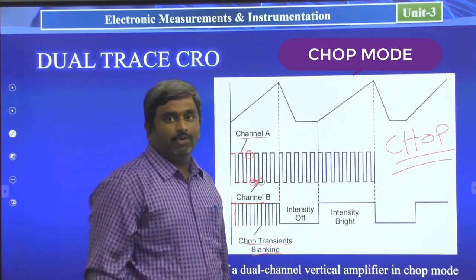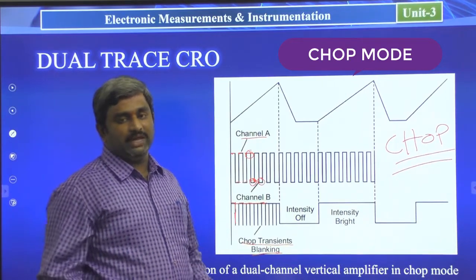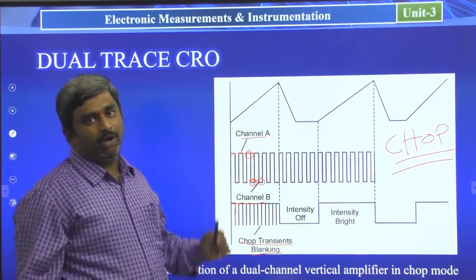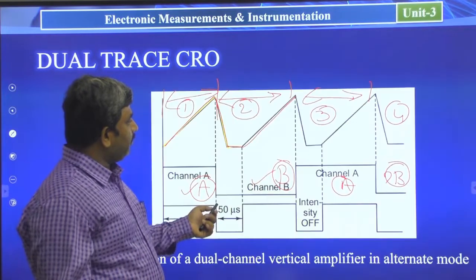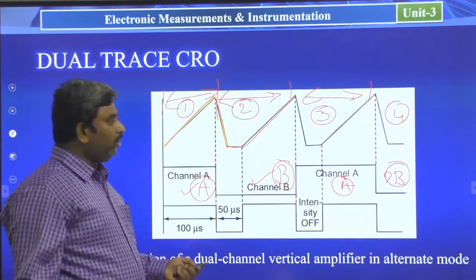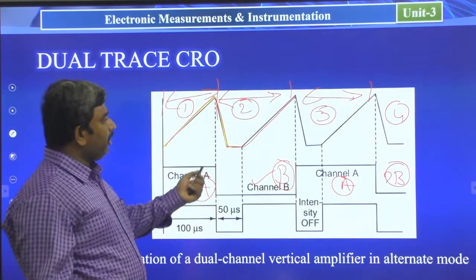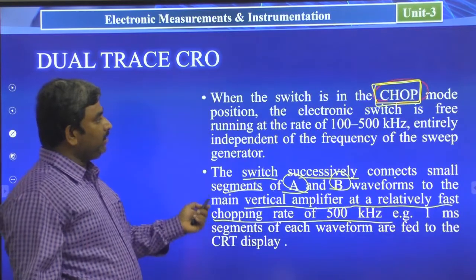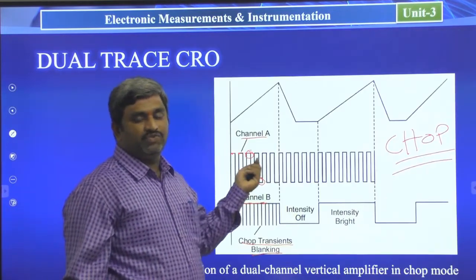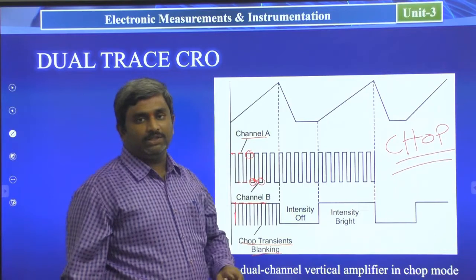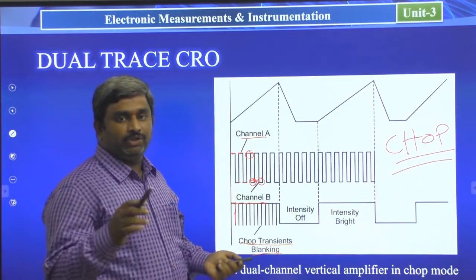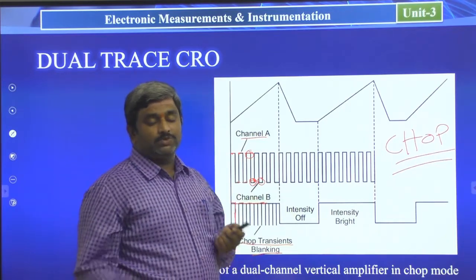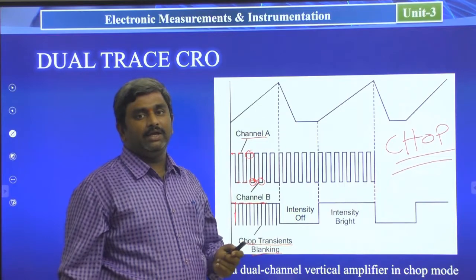In the dual trace CRO, we have two types of modes for the electronic switch: alternate mode and chop mode. We have seen the alternate mode just now in the previous slide. In the alternate mode, based on the sweep period, the signal is varying here. In chop mode, it is free running with the sweep generator, so there is no necessity of depending on the sweep generator. It is based on a free running oscillator, that is 500 kHz or 100 kHz. Based on that, for small segments of portions, the signal will be displayed here.